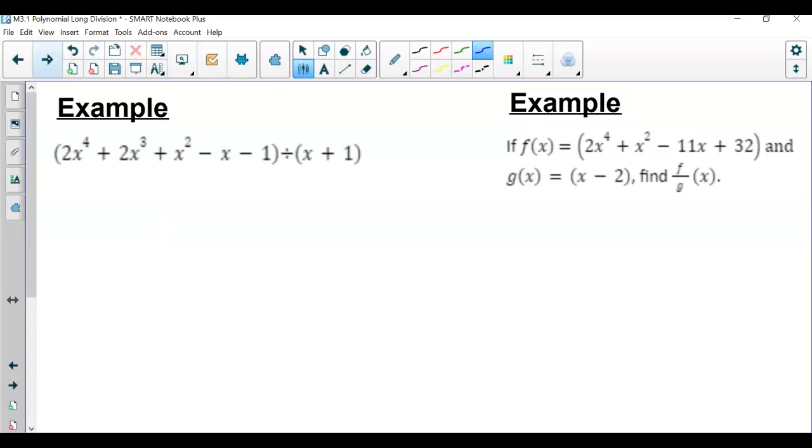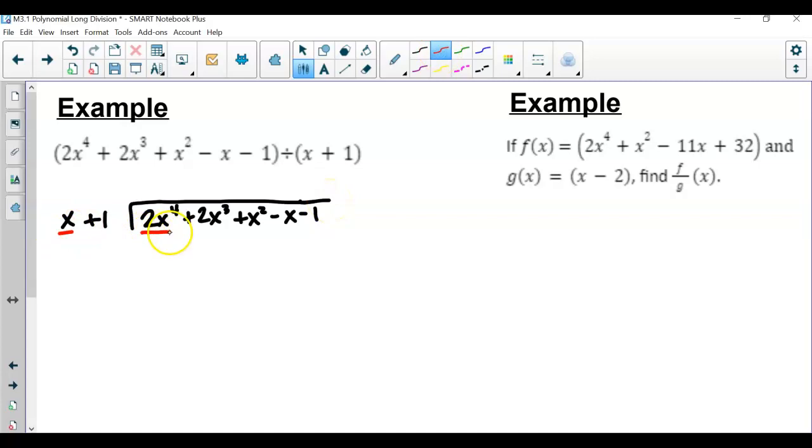Now, these two examples are a little different. So here we have done this type of problem, but you'll notice something a little different in this problem. So we'll go through this example together. So again here, x plus 1, 2x to the fourth, plus 2x cubed, plus x squared minus x minus 1. So now I'm going to divide, right? First term into the first term.